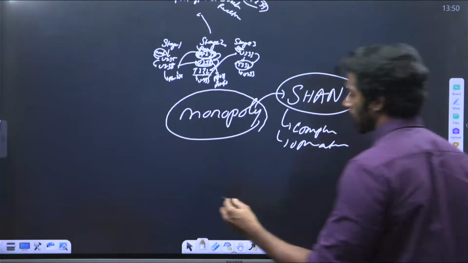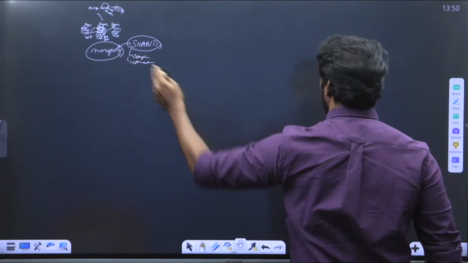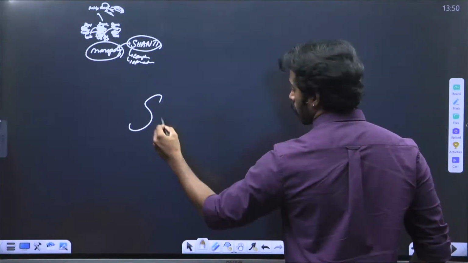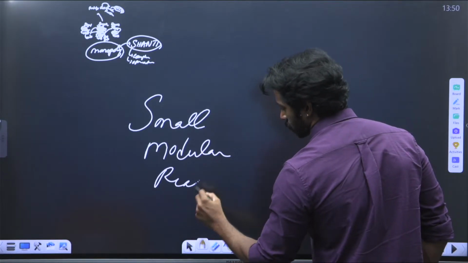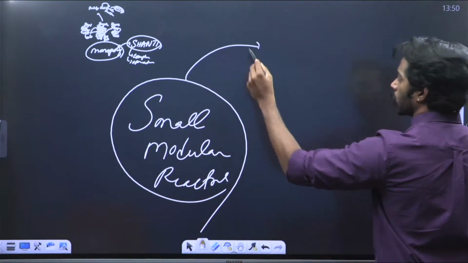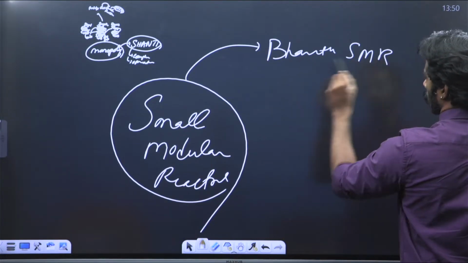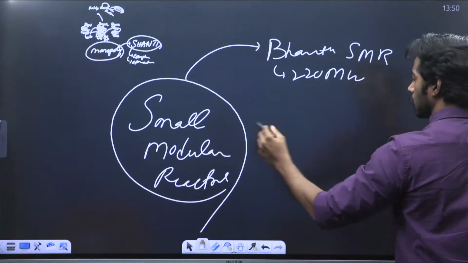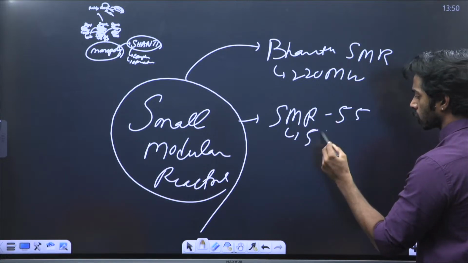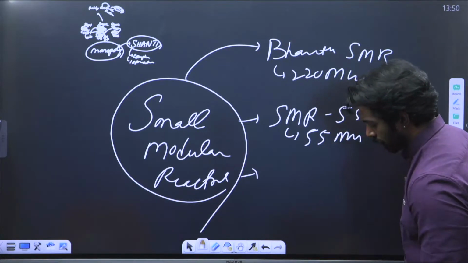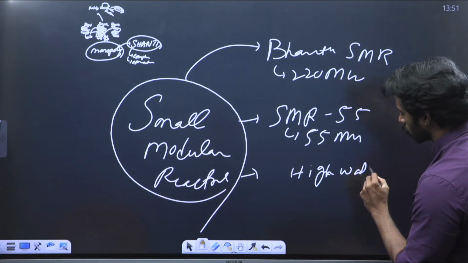Apart from this, we are also developing small modular reactors. I'll brief a little on the small modular reactors that are present here. We have three small modular reactors. One is the Bharat small modular reactor, which generates around 220 megawatts of energy. Then we have the small modular reactor 55, which generates around 55 megawatts of energy. Lastly, we have the high pressure water gas reactor.